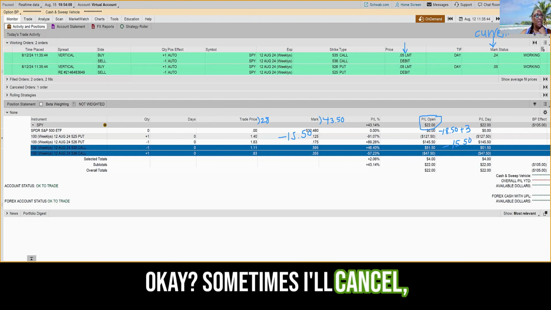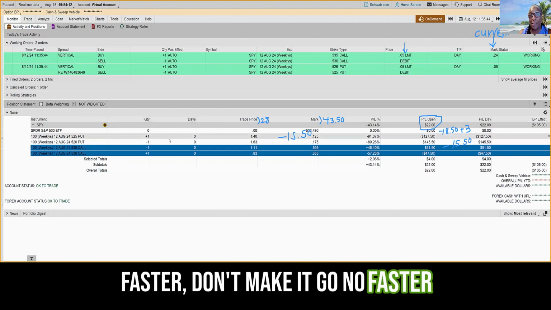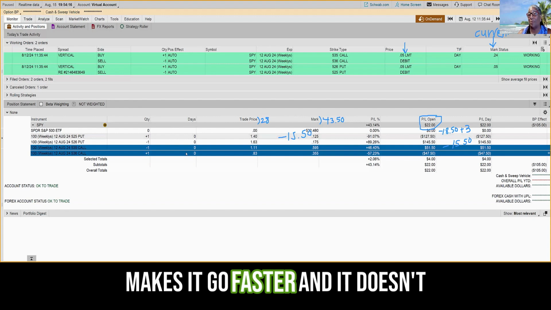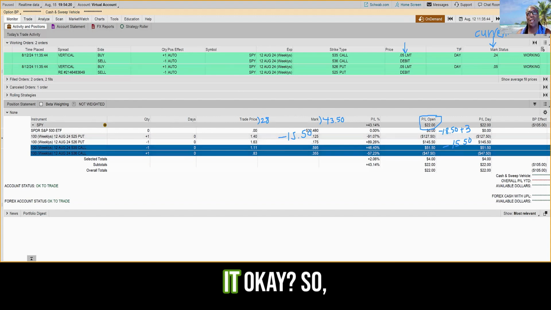Sometimes I'll cancel replace just to make it go a little faster. It doesn't necessarily make it go any faster, it just feels like it does.